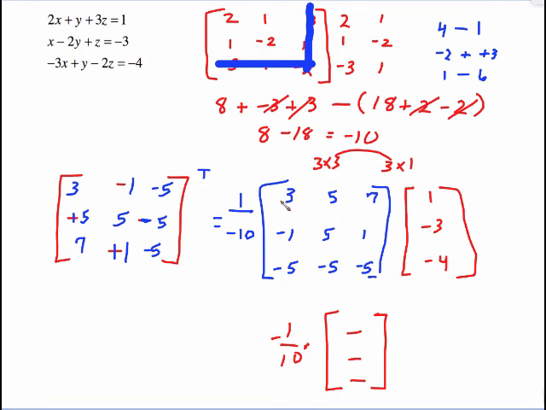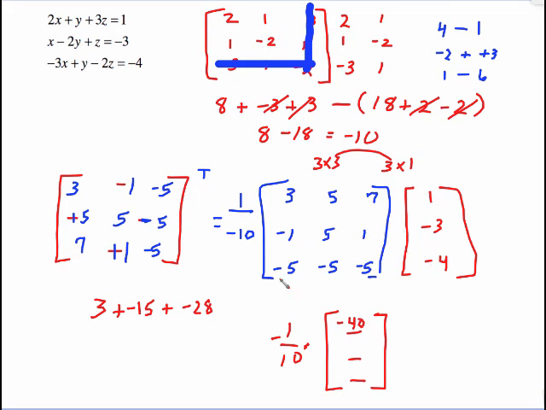So now we're multiplying this row times this column. 3 times 1 is 3. 5 times negative 3 is negative 15. 7 times negative 4 is negative 28. Where am I getting those numbers? The first in the row times the first in the column, plus the second in the row times the second in the column, plus the third in the row times the third in the column, and that gives me negative 40 right there.